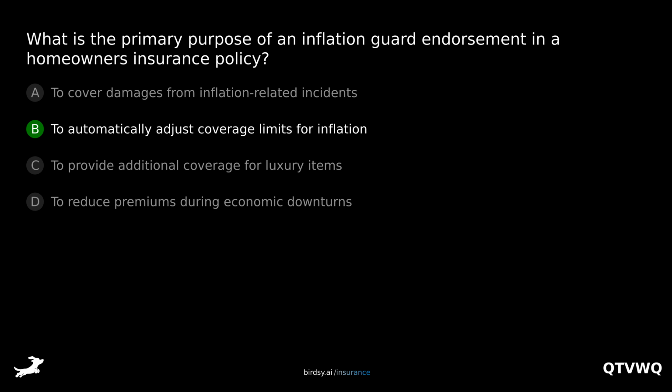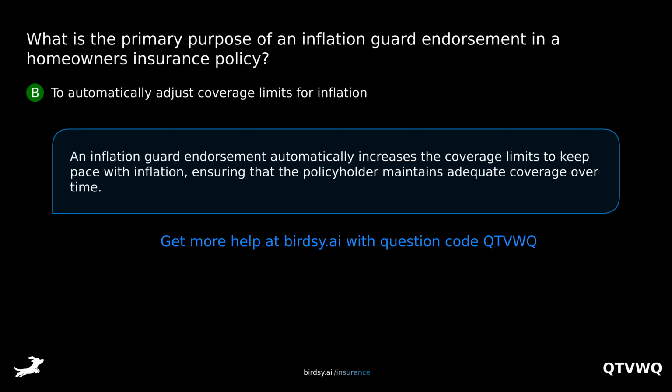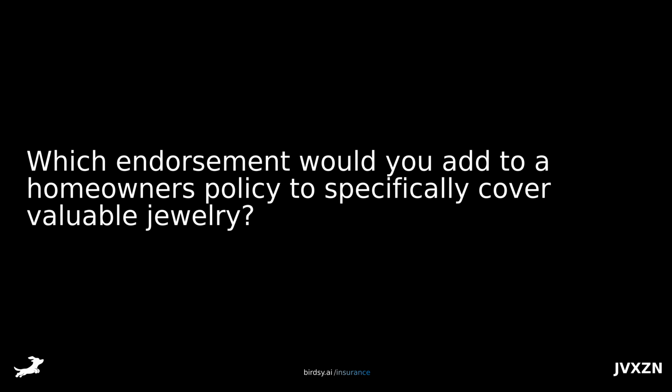The answer is B, to automatically adjust coverage limits for inflation. An inflation guard endorsement automatically increases the coverage limits to keep pace with inflation, ensuring that the policyholder maintains adequate coverage over time. Which endorsement would you add to a homeowner's policy to specifically cover valuable jewelry?